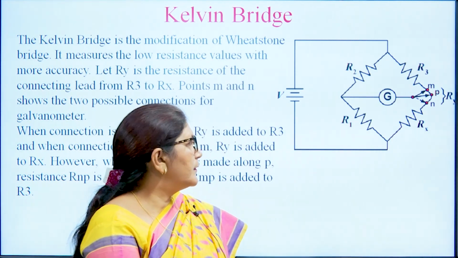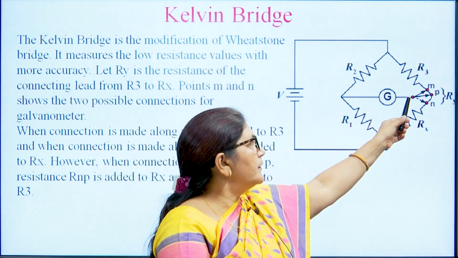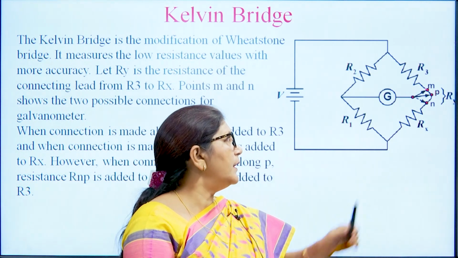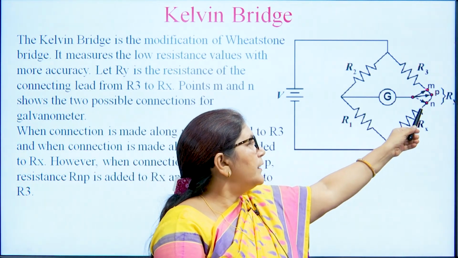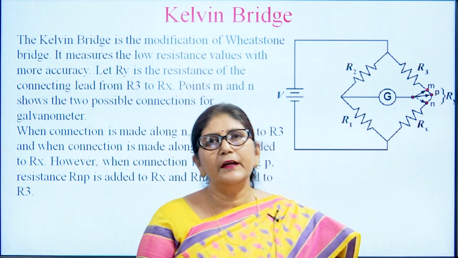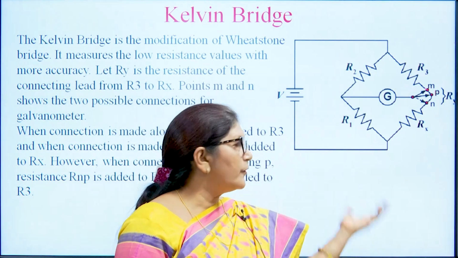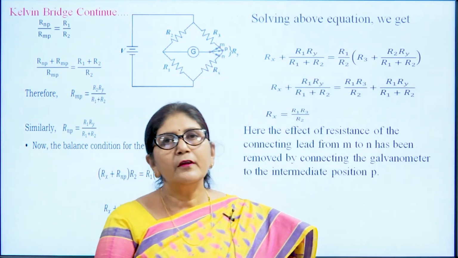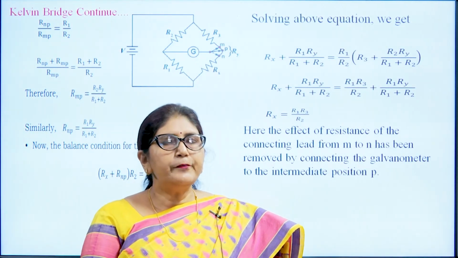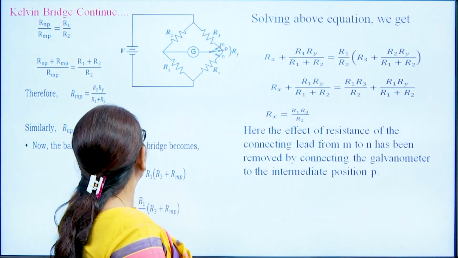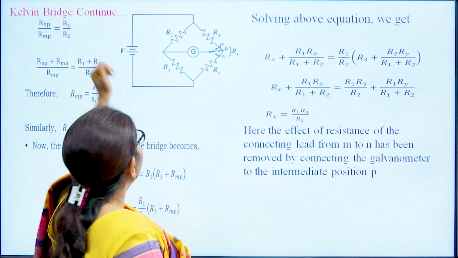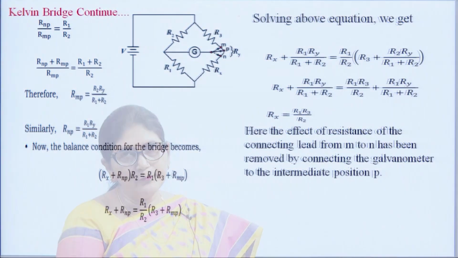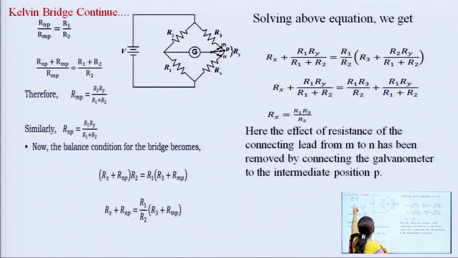Suppose the galvanometer terminal is connected to the M terminal one time and then the N terminal; then we have to place it in between these two, so that it can cancel the resistance that is offered by the terminal of the bridge. So, in the Kelvin bridge, the first condition that has to be met is RNP by RMP equals R1 by R2. Now we can add 1 to both sides of this equation. So, it will be (RNP plus RMP) by RMP equals (R1 plus R2) by R2.